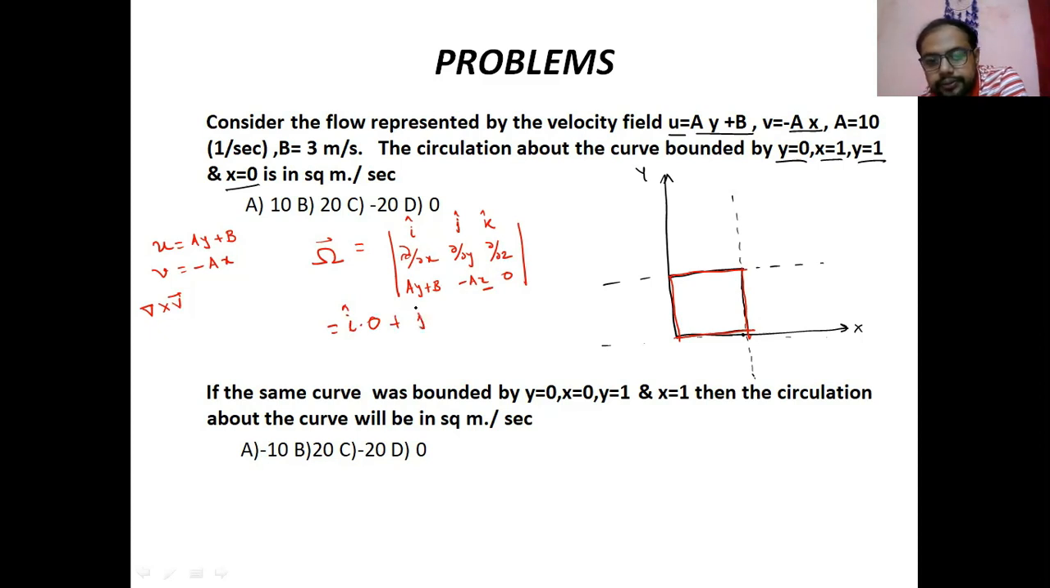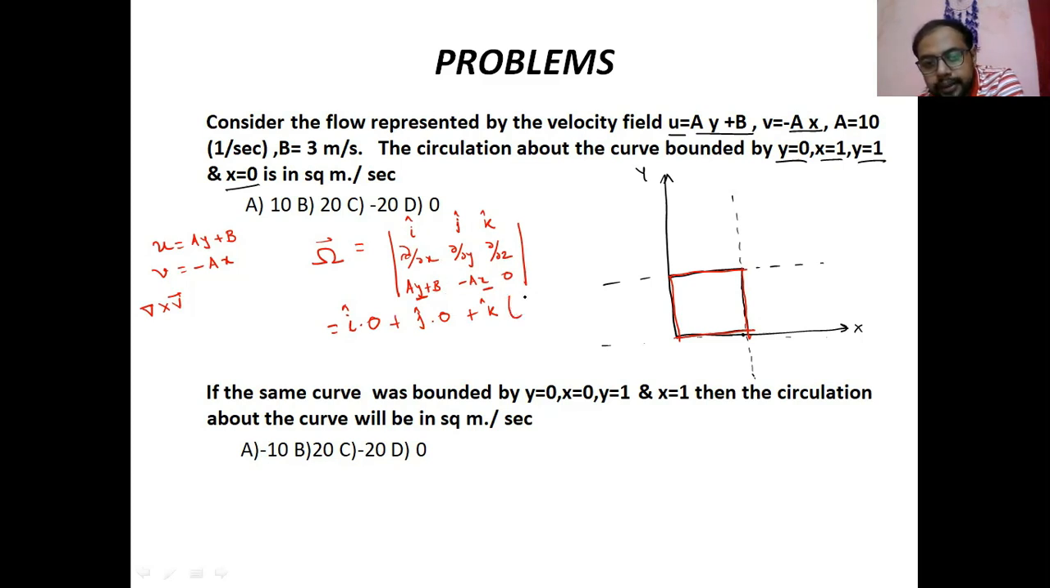It's better to write in this way, j. d/dz of this part is 0, and d/dx of 0. So already it is 0, because here no z variable is there. So only the k component will be there: k component, d/dx of minus x plus d/dy of ay.